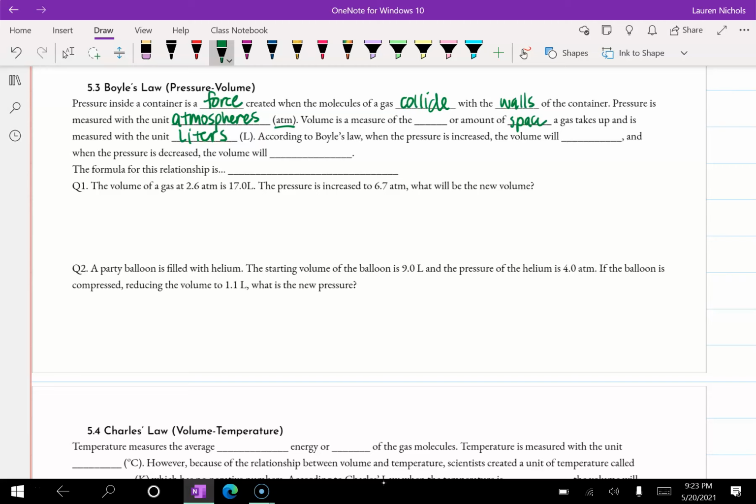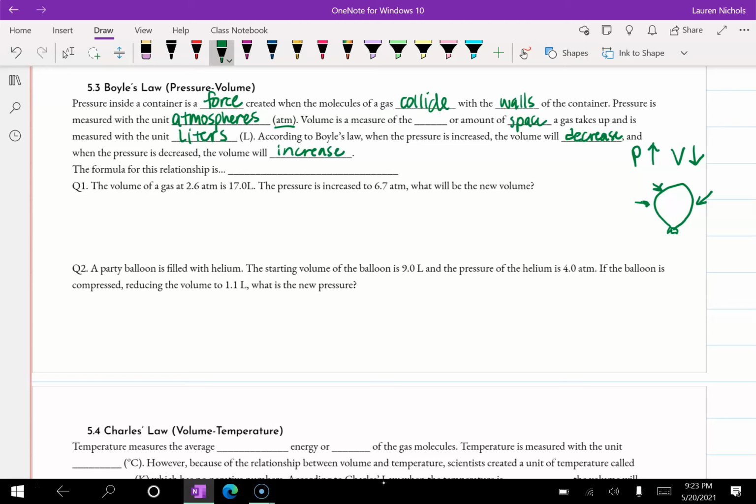According to Boyle's law, when the pressure is increased, the volume will decrease. And when the pressure is decreased, the volume will increase. So they have an indirect relationship. So when pressure goes up, the volume goes down. Imagine, if you will, that you have a balloon and you start pushing on it. You're going to make the balloon smaller, eventually to the point where it has to pop.